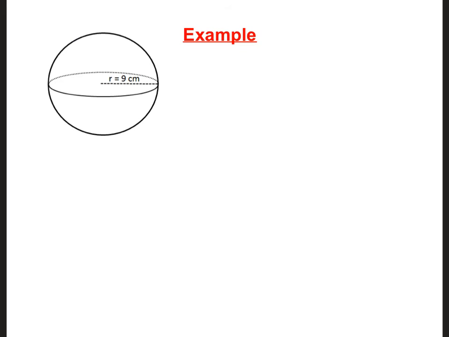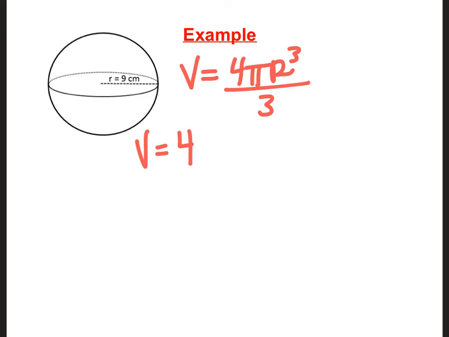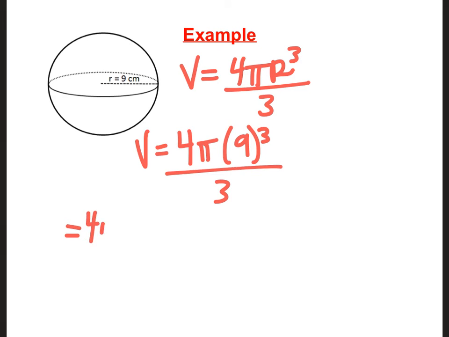Alright, my second one, we're going to do the same thing. Again, my formula is volume equals 4 pi r cubed, all divided by 3. So volume equals 4 pi, and they tell us r is 9. So 4 pi times 9 cubed divided by 3. If I cube 9, I get 729. So I have 4 pi times 729 divided by 3.